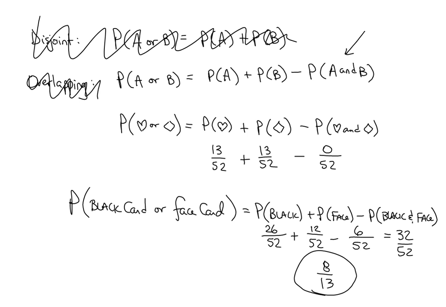Okay. So that's the idea of overlapping versus disjoint. Now, the next thing I want to talk to you guys about, and we've actually alluded to it a little bit when we talked about that other problem, the one or more spades. We talked about going around the back way. But we weren't talking about probability. We were just talking about counting there. We need to talk about complements.